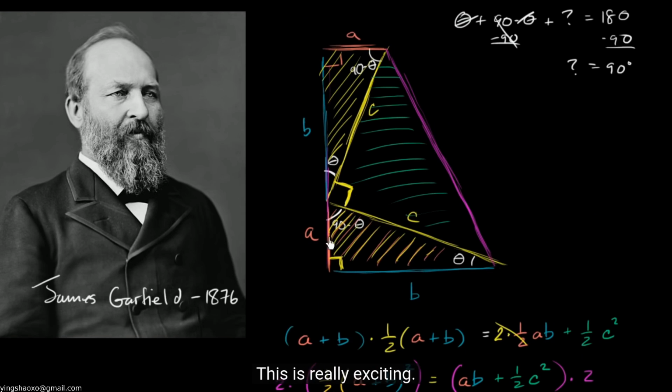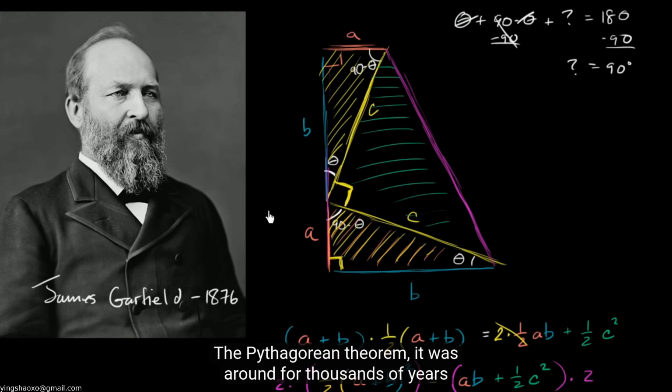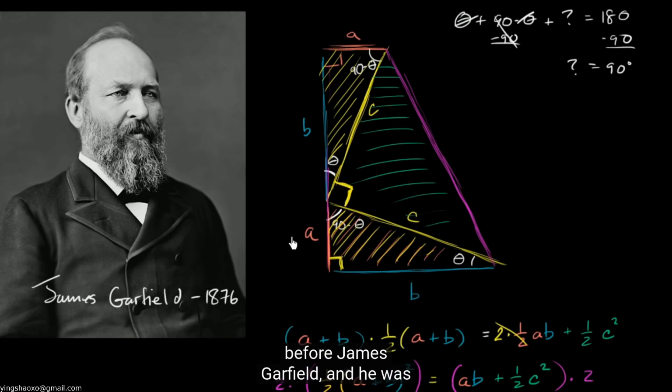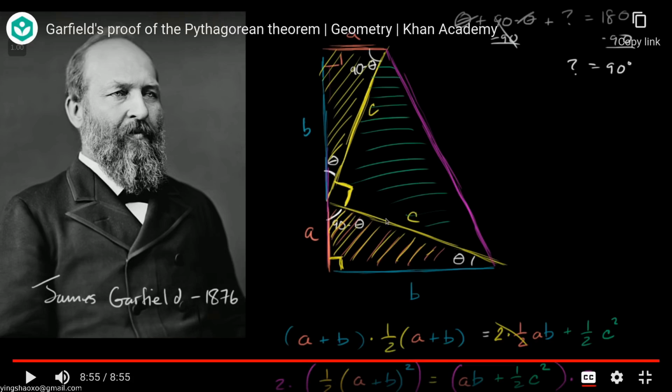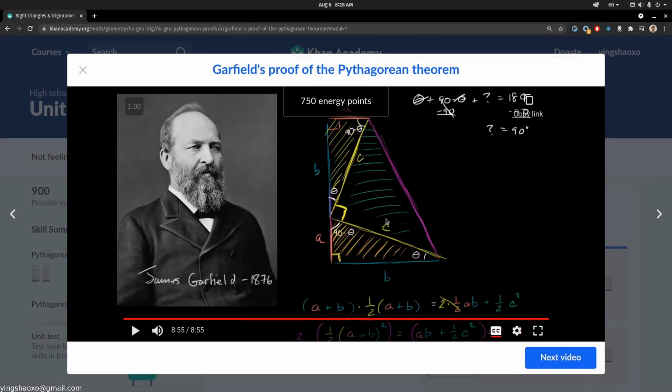And this is really exciting because the Pythagorean theorem was around for thousands of years before James Garfield, and he was able to contribute just by fiddling around while he was a member of the U.S. House of Representatives. It's just great for the United States because he, instead of leading the whole country, or as he said, he's just a representation of the people, was also able to make some contributions to the mathematics world. That was great. That kind of proves his intelligence.